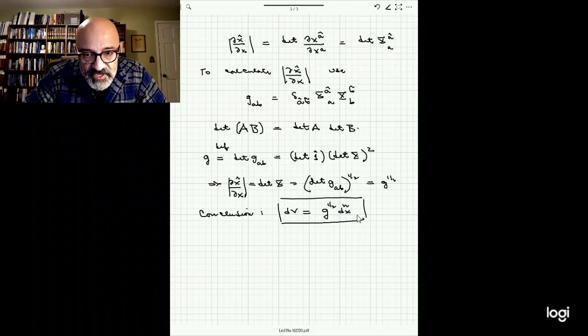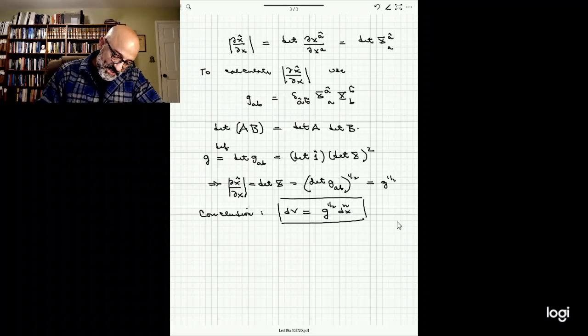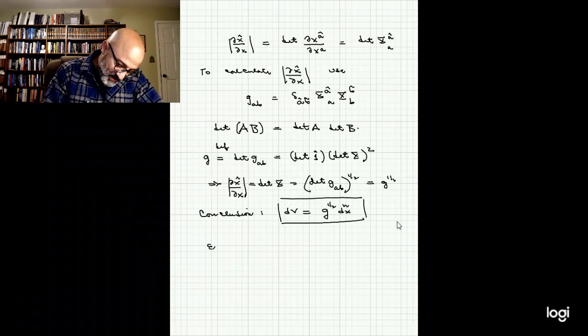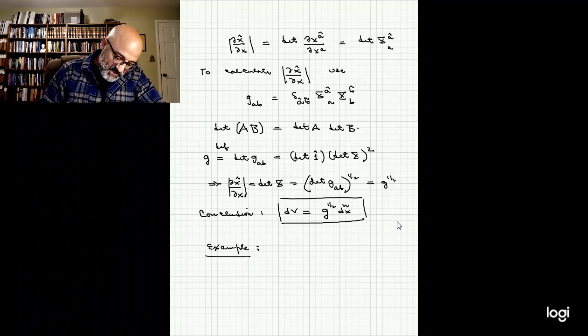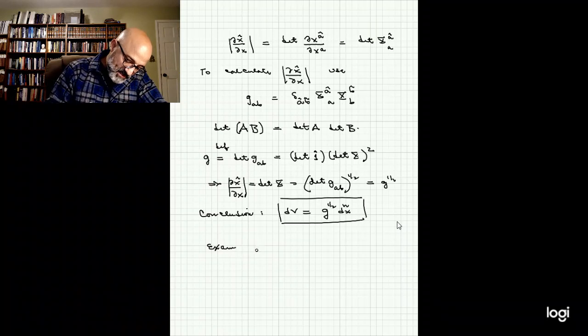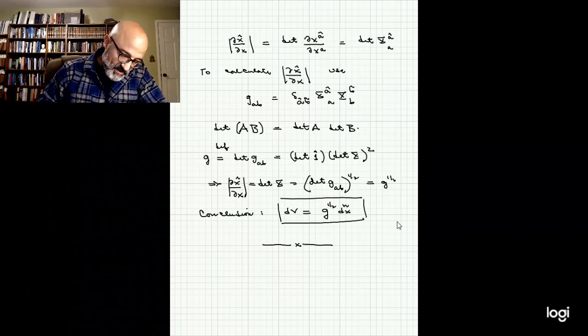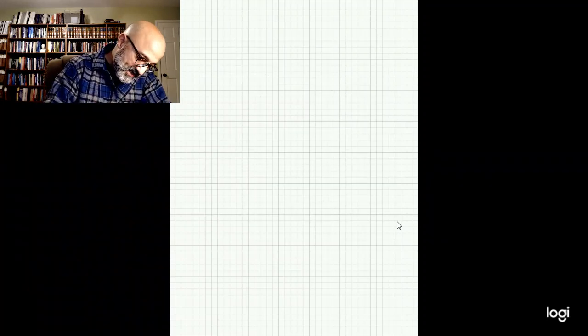This particular object here is not the volume element. This is just the product of the differentials. That's not the volume element. The volume element involves this Jacobian. So as an example, suppose that you have, let's do it on the next page. Not too much room here. Okay, here we go, example.